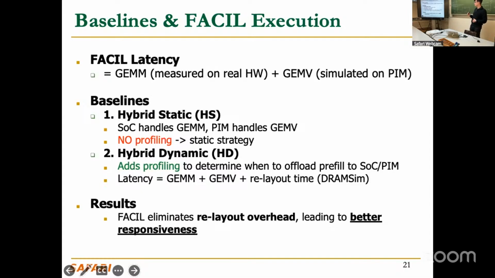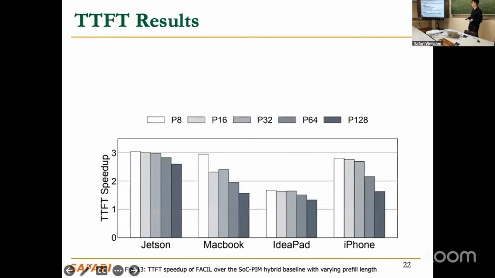Just to announce the results, Facil is going to be able to eliminate the relayout overheads, leading to better responsiveness. And I'd first like to start with the time to first token results, because this metric captures the user's experience with interactive applications. On the x-axis, we see the tested devices, and on the y-axis, we see the time to first token speedup, whereas the different color bars depict different prefill token lengths.